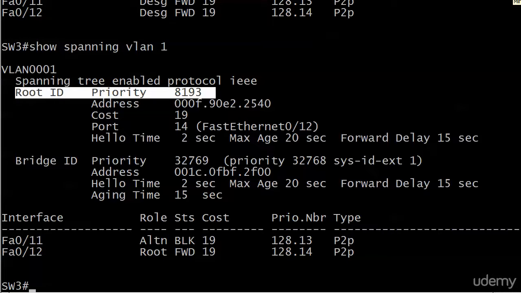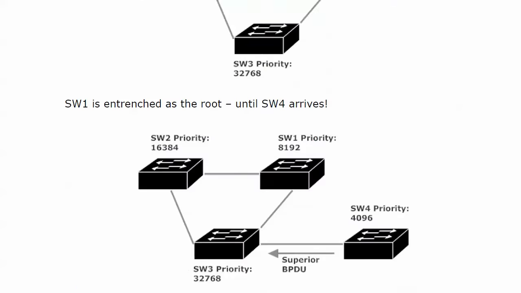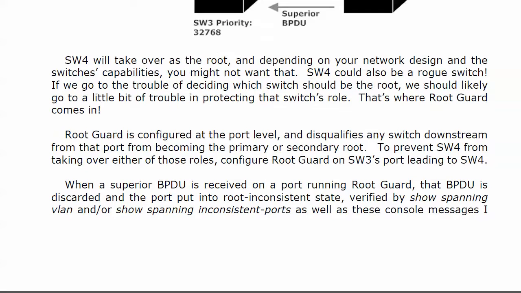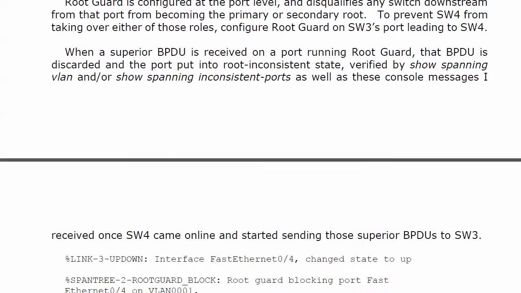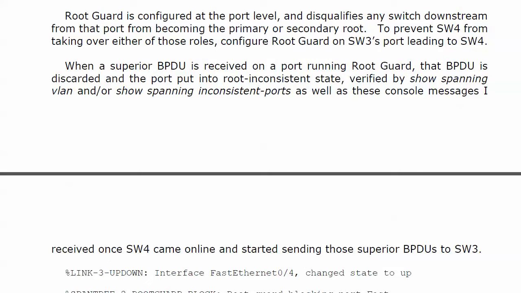So what we want to do is make sure that doesn't happen again. We want to make sure that a switch connected to switch 3 doesn't get elected as the root, especially, let's say 0/4 was the last port we had open. We want to make sure that no device connected to that can become our root. And we do that with root guard. When we configure root guard, that disqualifies any switch downstream from that port, because we're going to configure it at the port level. That stops it from becoming the primary or the secondary root.